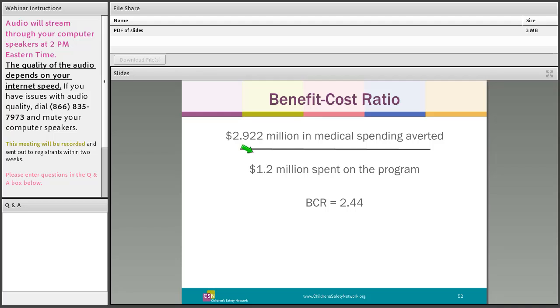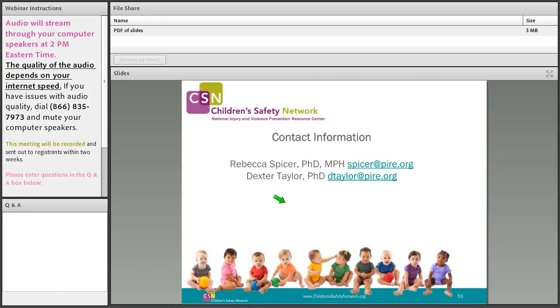If you put that into the benefit cost ratio, there's that $2.922 million in medical spending saved, averted. That's that number I asked you to remember. Over the $1.2 million spent on the program gives us a benefit cost ratio of 2.44. And voila, there is your benefit cost ratio.